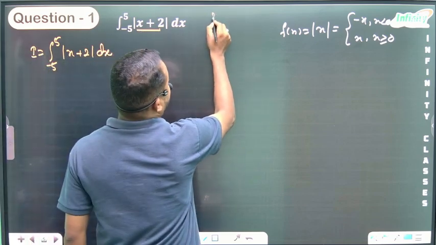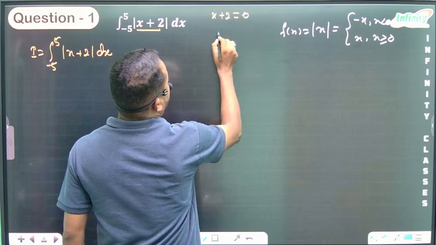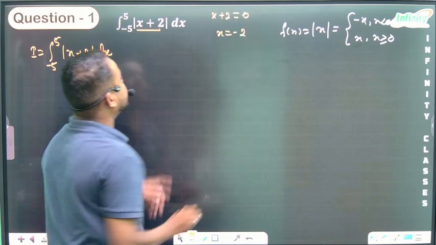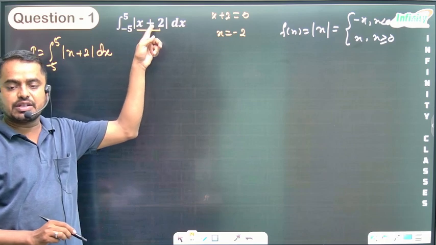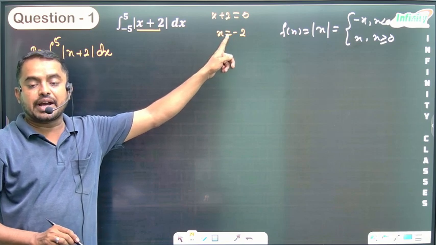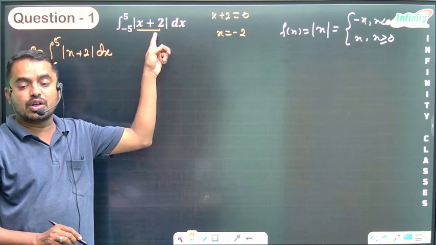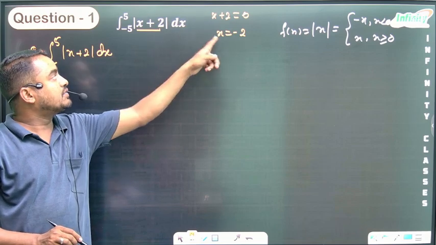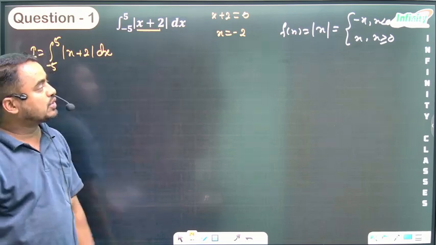Now I am writing here x plus 2 is equal to 0, and x is equal to minus 2. If I put x is equal to minus 2, this function will become 0. X plus 2 is equal to 0 and x is equal to minus 2. Minus 2 is the critical point of this mod of x plus 2. For this value, this will become 0.